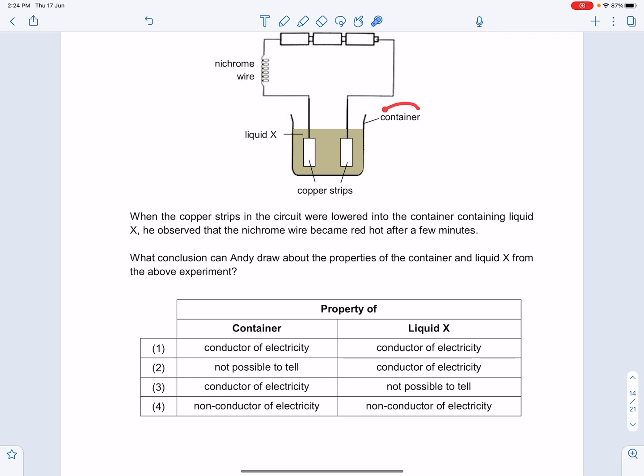Now your container, on the other hand, it doesn't matter. Okay, it could be a conductor of electricity, it may not be. Okay, it can be made of rubber, something that is a non-conductor of electricity. It doesn't matter, because as long as my liquid is, because these strips are not touching the container, so it's not possible to tell in this case. So therefore, for the container, it is not possible to tell whether it is a conductor of electricity. Okay, so we can go ahead and cross out this, and this. Okay, in fact, only leaving option 2. And X, like I told you, it has to be a conductor of electricity. So option number 2, this is pretty straightforward.